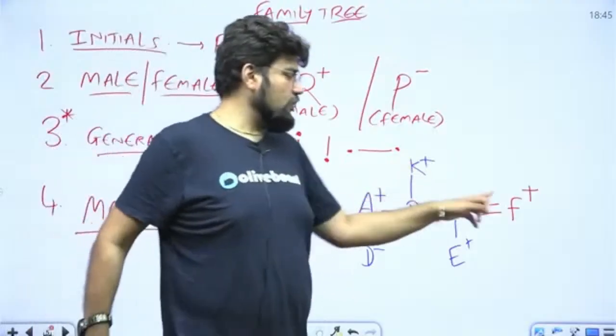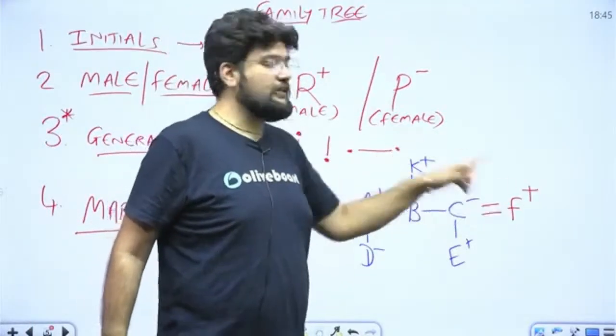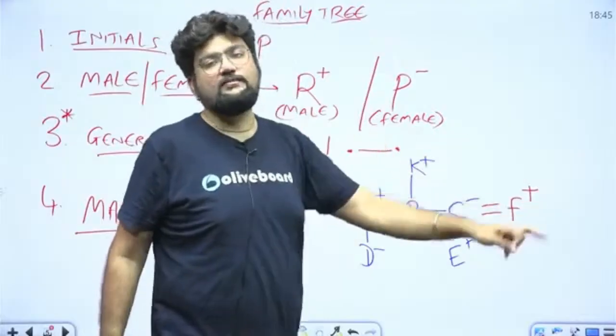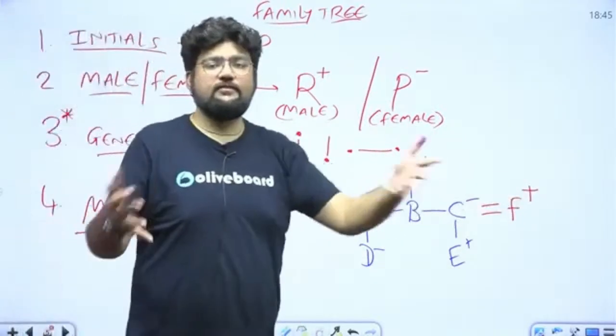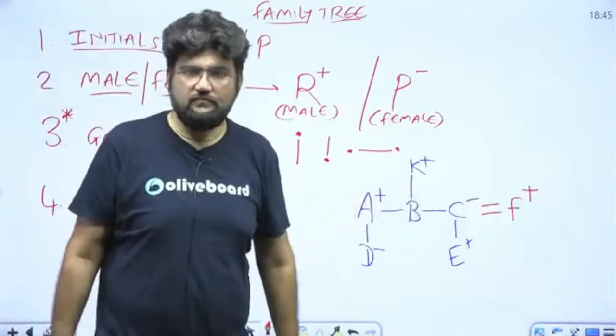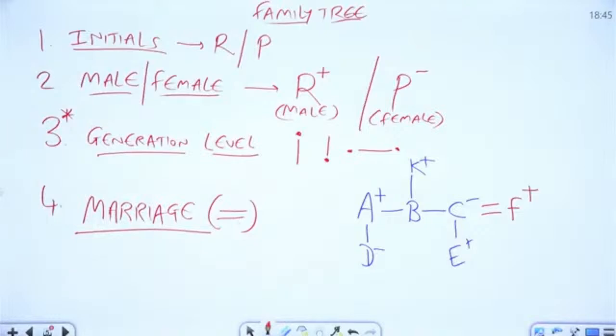How is K related to F? So F's wife's father-in-law. How is F related to K? K's daughter's husband, son-in-law. Cool. How is B related to F? Cannot be determined. Cannot be determined because we don't know the gender.